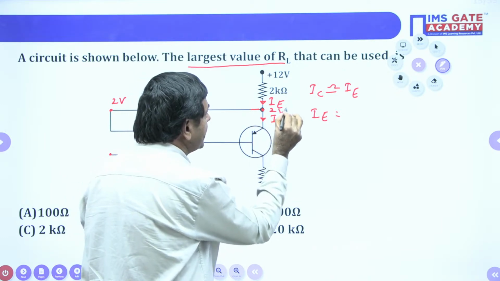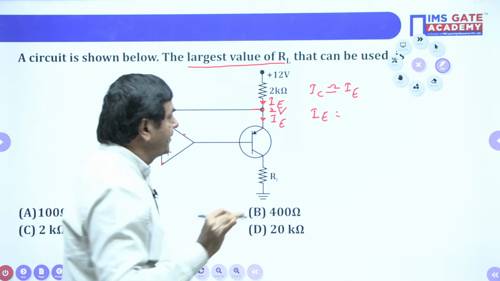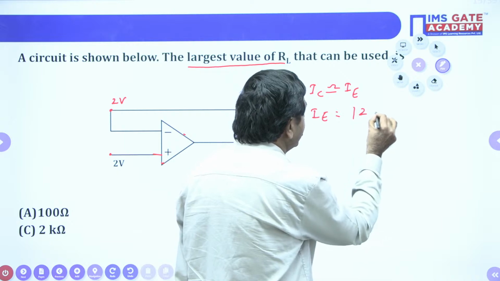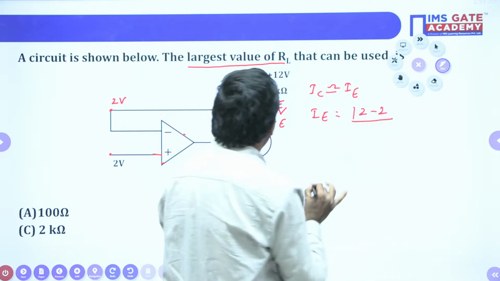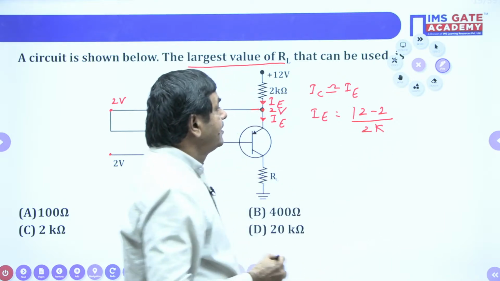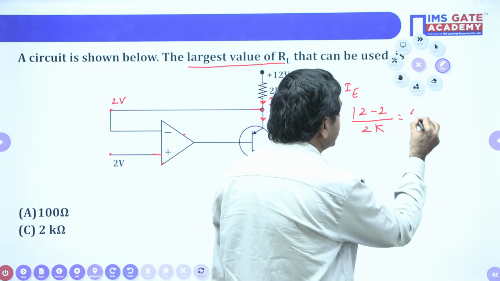The same voltage will be maintained here also. Hence, we can find the IE. How can we find it? 12 minus 2, divided by 2 kilo ohms. By 2 kilo ohm I have taken. 12 minus 2 is nothing but 10. 10 by 2k is nothing but 5 milliamperes.